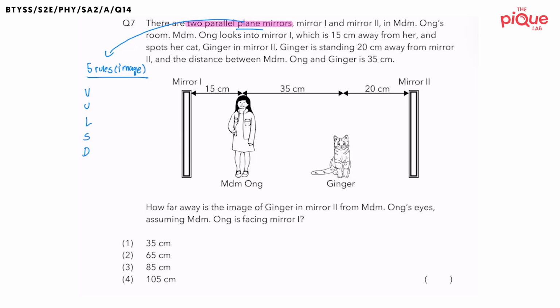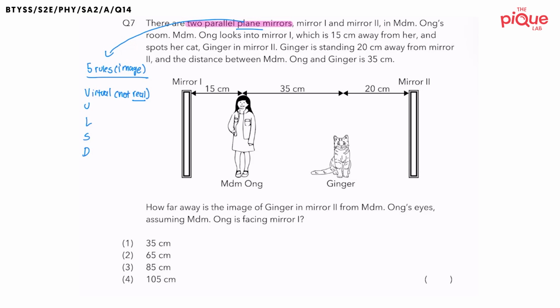Now, what does the first V stand for? The V stands for virtual. Virtual means that the images that we see in the mirror are not real. If the image in the mirror is not real, then what are real images? Real images are images that we see in school. Whenever our teachers use projectors, the image that is projected onto a screen is considered a real image, because we can physically touch that image.